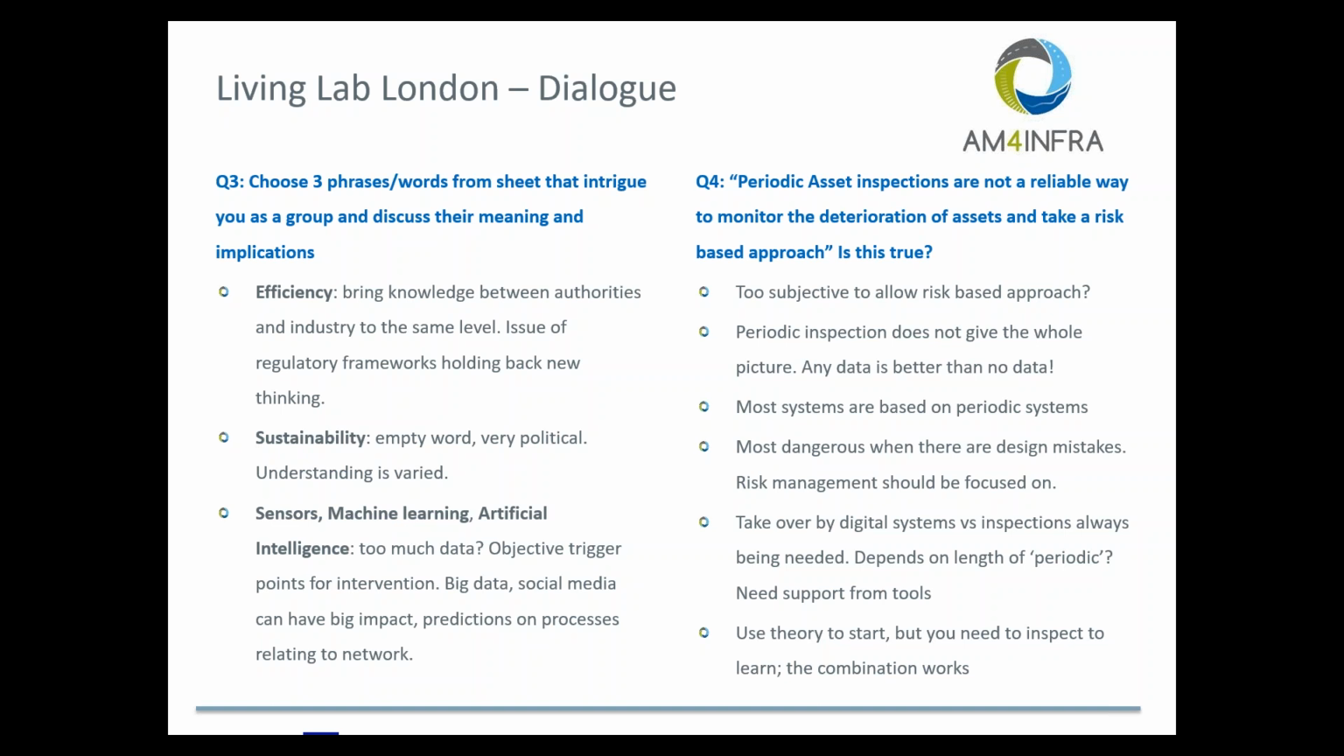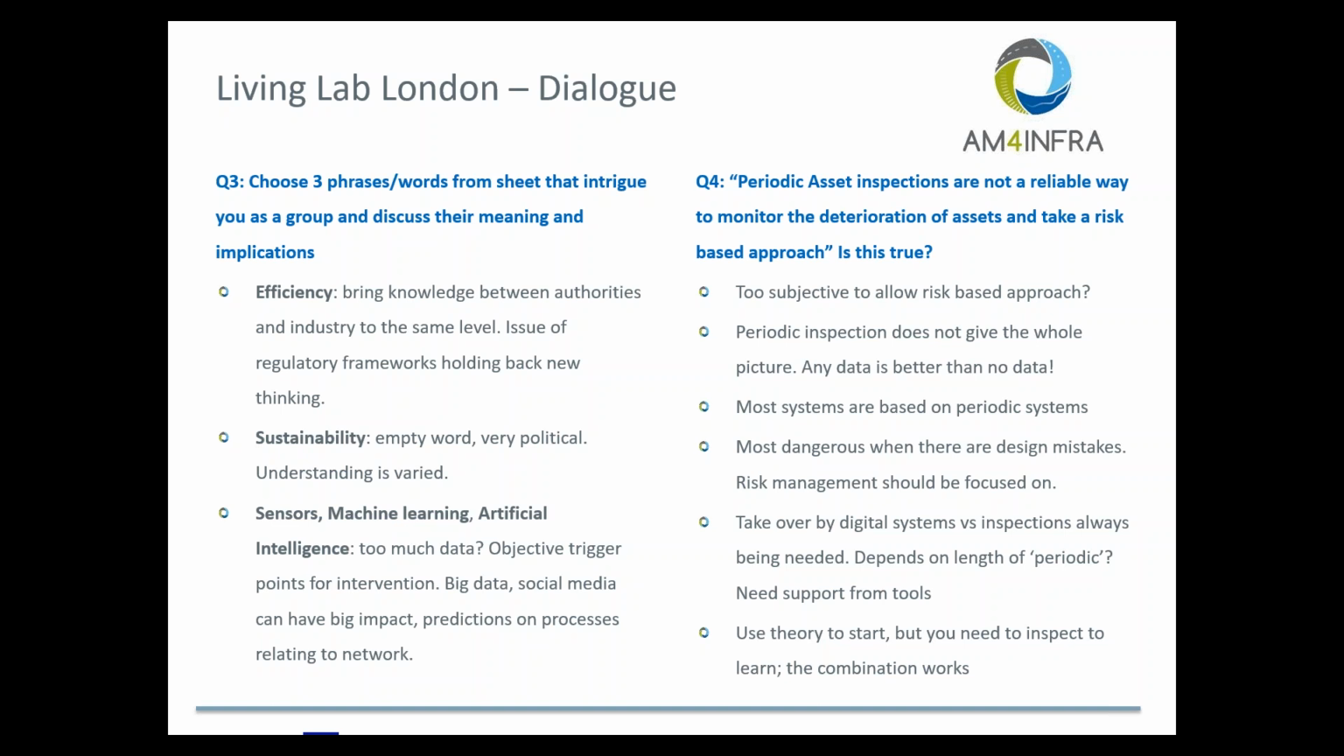The debates on those various words and their consequences promoted some interesting discussion, particularly on artificial intelligence and trying to think where the industry is going. The point was made that big data and social media can have a big impact on processes, and predictions on processes are very important with regard to the network.